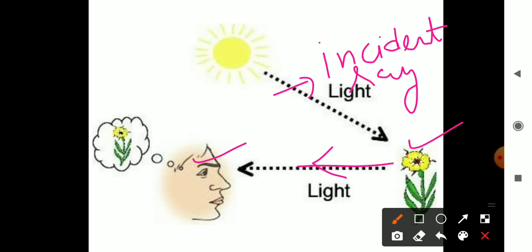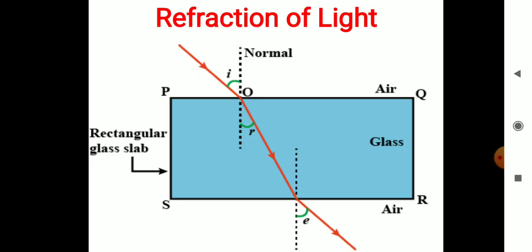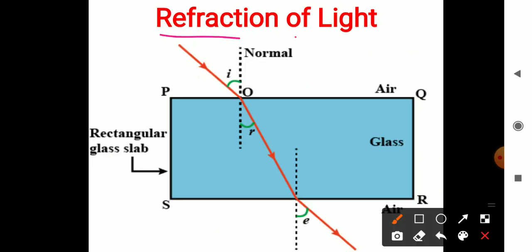So when the incident ray is falling on a reflecting surface, that reflecting surface will reflect the light in other directions. So that reflected ray will enter our eye, and we will be able to see that object. Okay, now move to the next topic, that is the refraction of light.